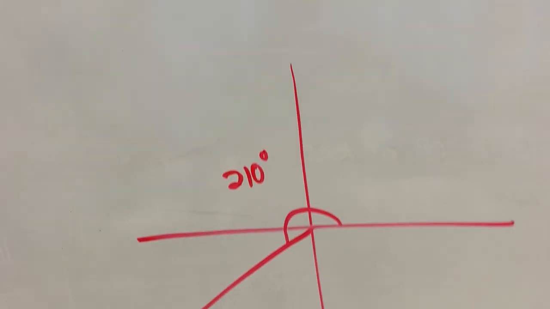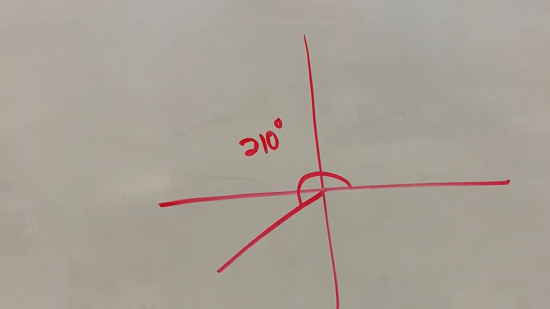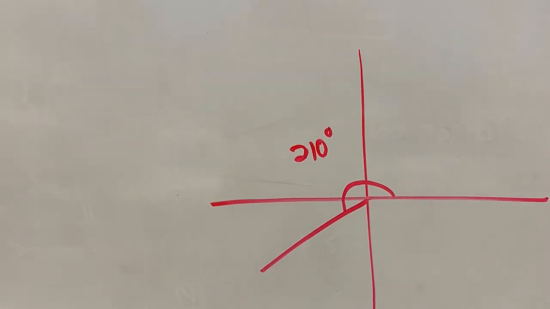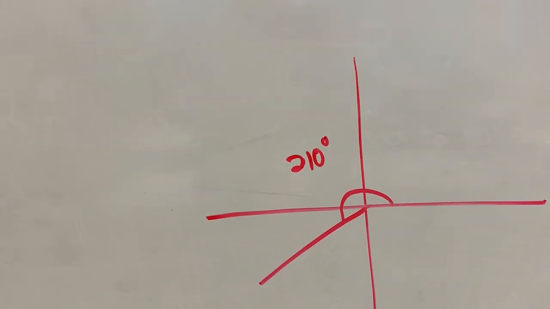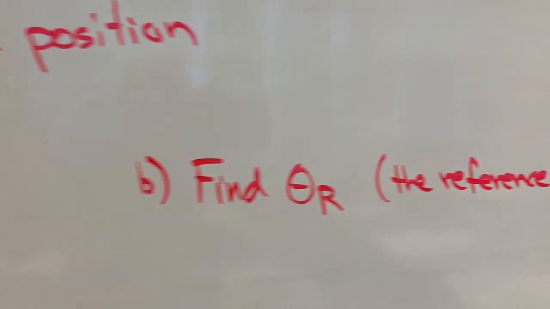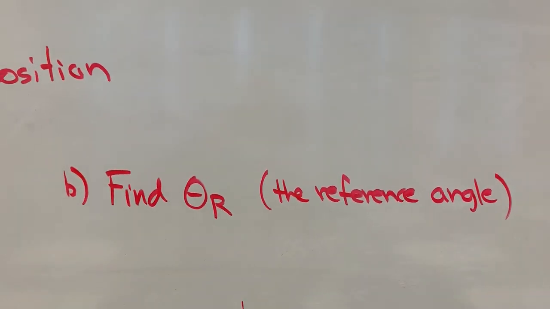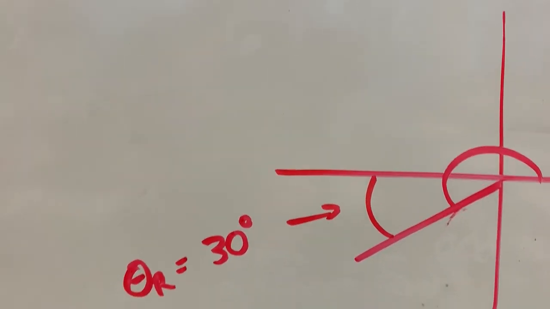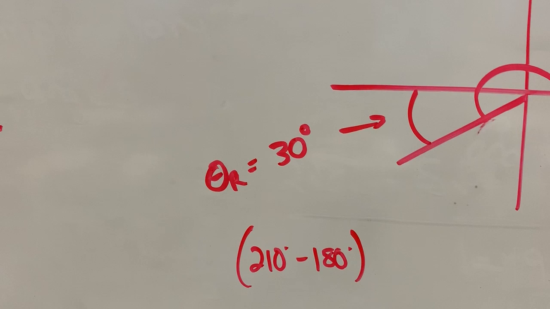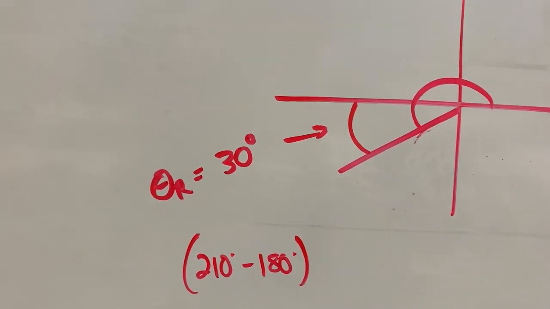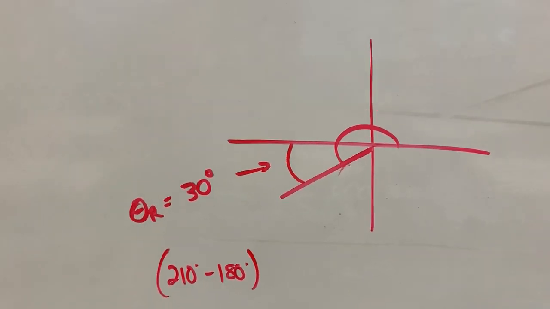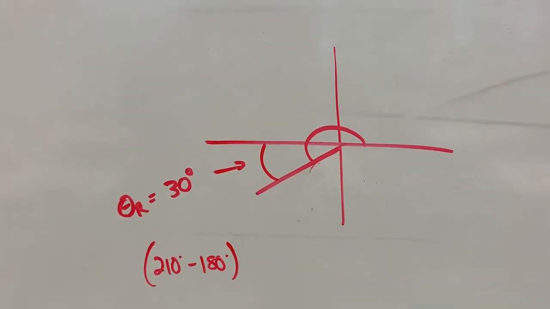We start with the initial arm on the positive x-axis. We rotate in a positive direction and we get to 210 degrees, which puts us somewhere in quadrant 3. Next, we're asked to find the reference angle. So finding the reference angle just means saying, well, how far is it from that terminal arm to the x-axis? And because 210 is 30 degrees past 180, the answer to that is 30 degrees. This is actually just a 30-degree angle. It's just drawn in a different quadrant.